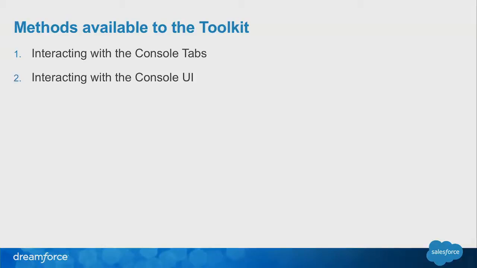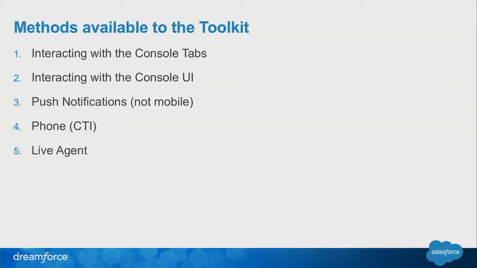So what is actually available with the Integration Toolkit? There's 5 key areas. The first one is interacting with console tabs. Then we've got overriding the console UI, so changing the style of those footer buttons, for example. Push notifications, which aren't mobile push notifications, unfortunately. Phone CTI and Live Agent.